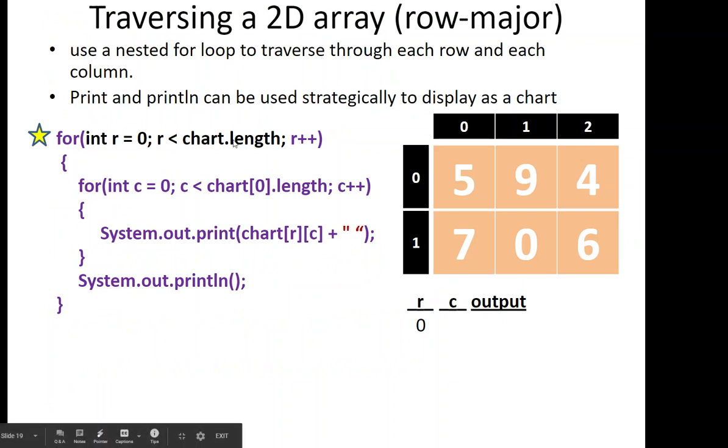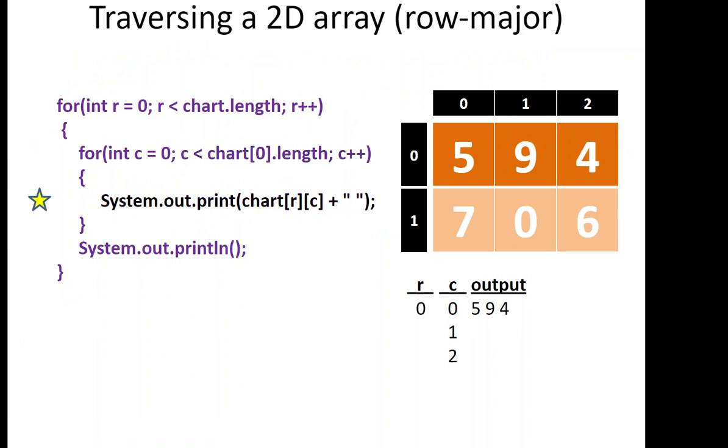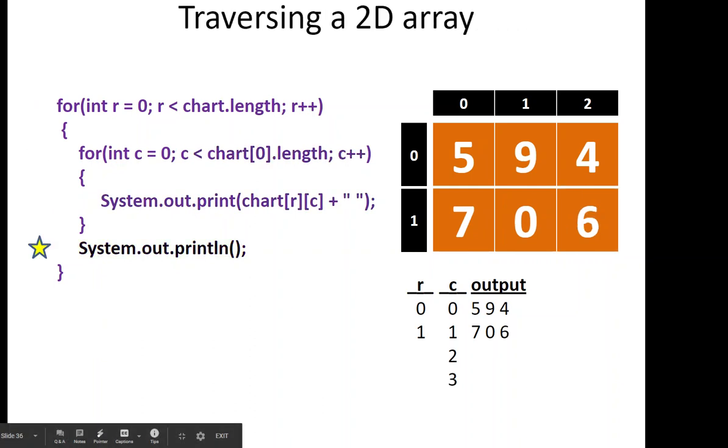So this is what the output would be with this code, which is in row major order, with the row on the outside. You say row, column, and first goes 5, then 9, then 4, and then once it's gone through the entire inside loop, the outside loop updates to 1, and then the inside loop starts at the beginning again, 0, 1, 2, and then 3 is too big, and the loop stops.